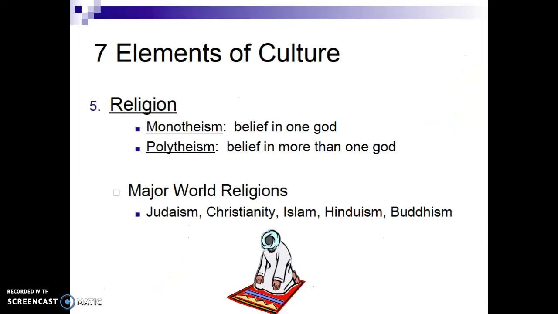Religion is the 5th element of culture, and there are 2 different types of religion. Monotheism, where you believe in one God. Polytheism, where there are beliefs in more than one God. Some of the major religions in the world are Judaism, Christianity, Islam, Hinduism, and Buddhism.